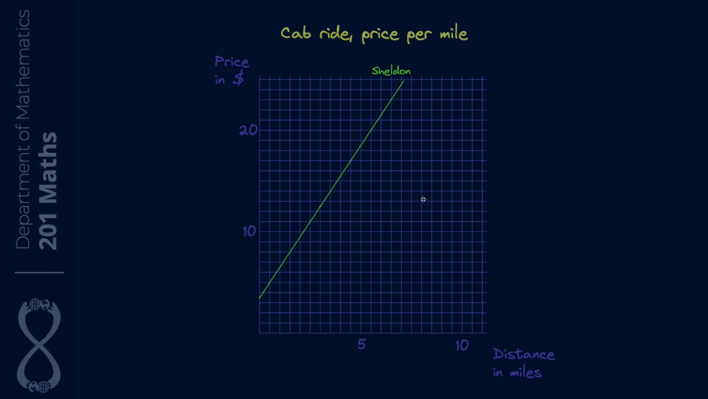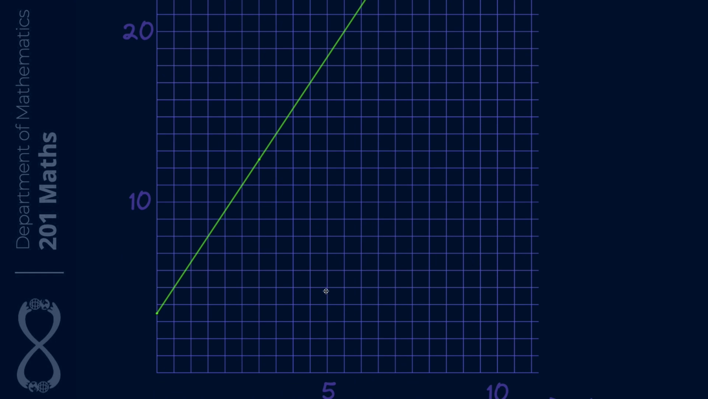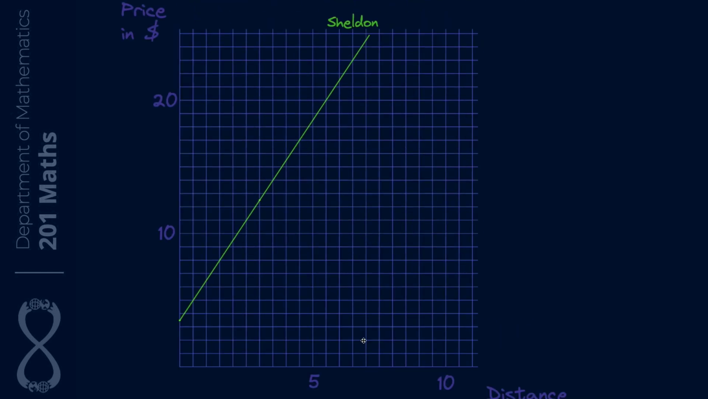Since we already calculated 5 miles and 7 miles, let's check if the graph gives an accurate price. For 5 miles, we had a price of $18.50, and this is indeed what the graph gives us. And we also know the price of 7 miles, that should be $24.50. So this is the line for 7 miles. We indeed get a price of $24.50.